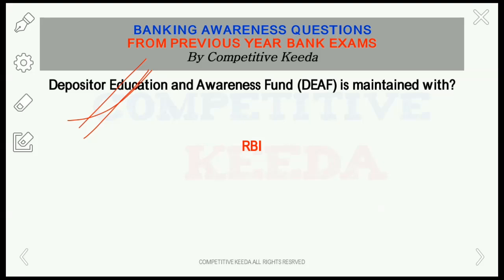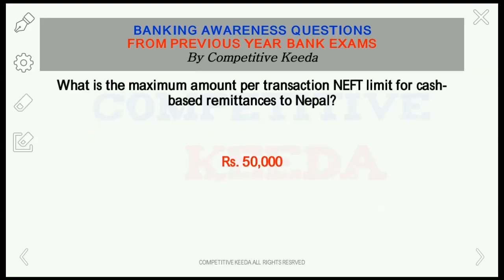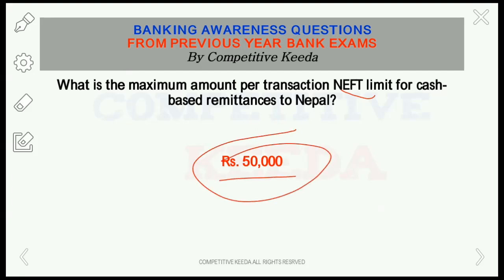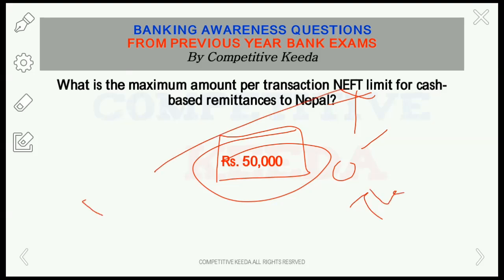Deposit Education and Awareness Fund, DEAF, is maintained with RBI. RBI maintains this. So next question, what is the maximum amount per transaction NEFT limit for cash based remittance to Nepal? For NEFT to Nepal, the maximum limit is 50,000. And remember friends, in India there is no limit. The minimum is anything greater than 0 and the maximum there is no limit for NEFT transactions. And the full form of NEFT is National Electronic Fund Transfer.